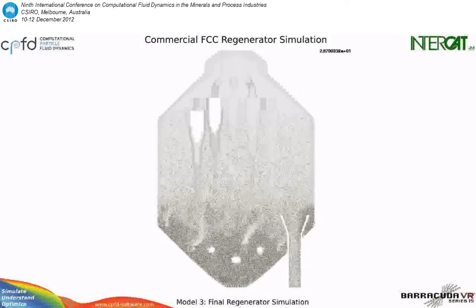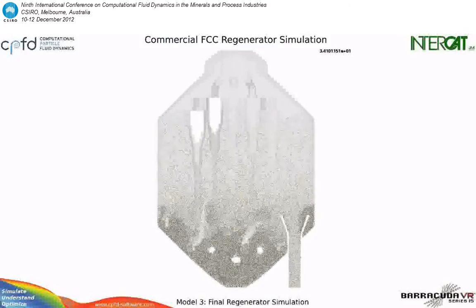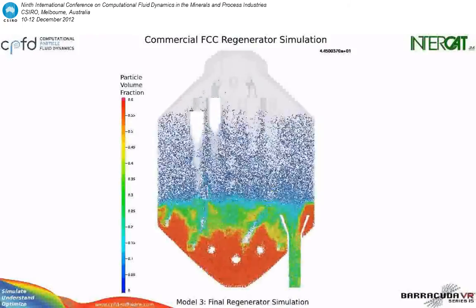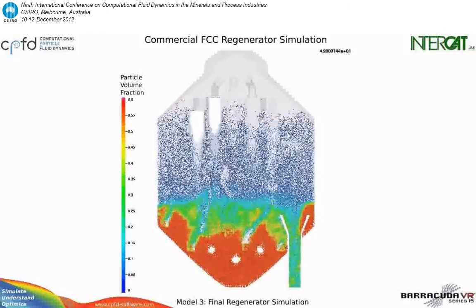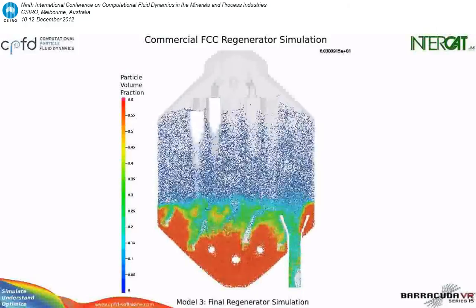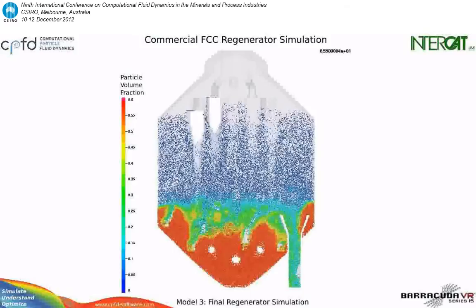Now you're looking at a slice of the FCC regenerator, and you can see the catalyst withdrawal pipe on the right, where the regenerated catalyst is withdrawn for bringing the cat back over to the reactor and continuing the cycle.